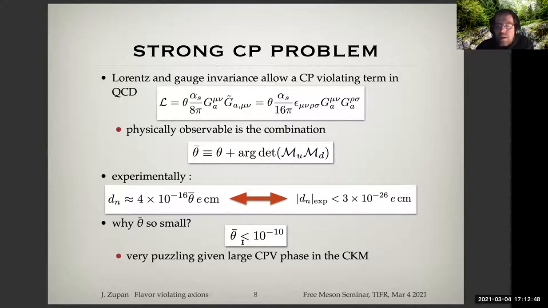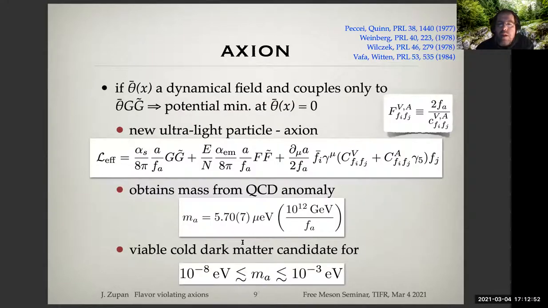So why is it so much smaller than the CKM? The solution from the axion is that theta bar is promoted to a dynamical field. If it only couples to G G-tilde, so it has an anomaly with QCD, then the potential is to a very good approximation symmetric, and the minimum will be at theta bar equals zero.